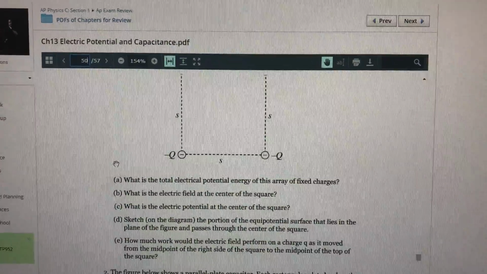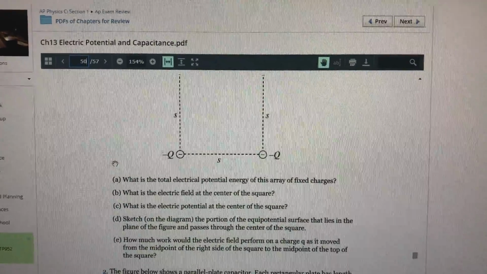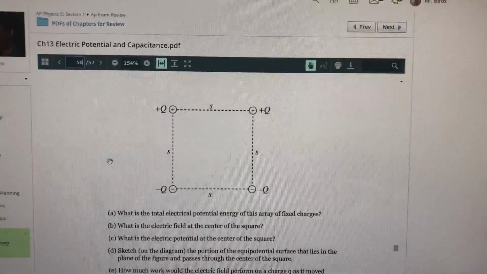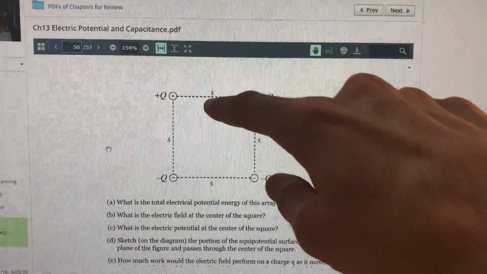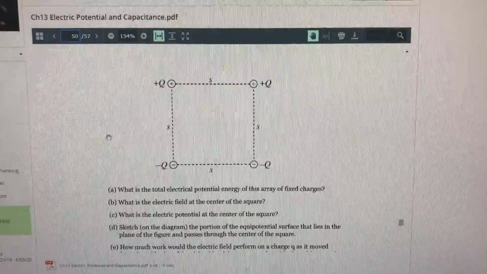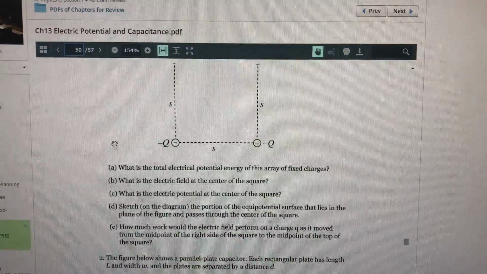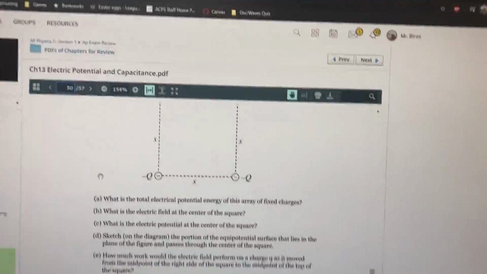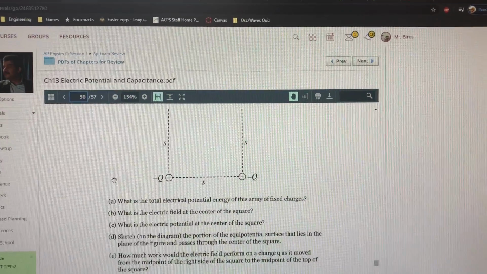And lastly, how much work would the electric field perform if you moved from the midpoint of the right side to the midpoint of the top? So we're going from here to here and looking at how much work the electric field would perform on a charge. All right, so I'm going to move over to the solution and talk through this, and go back a couple times to refer to some things as we go through it.